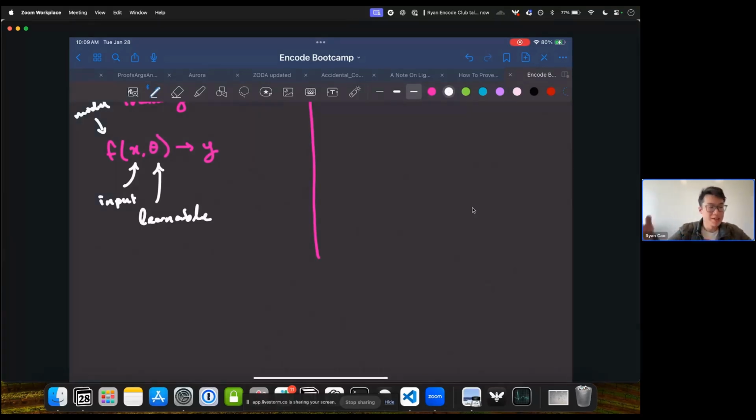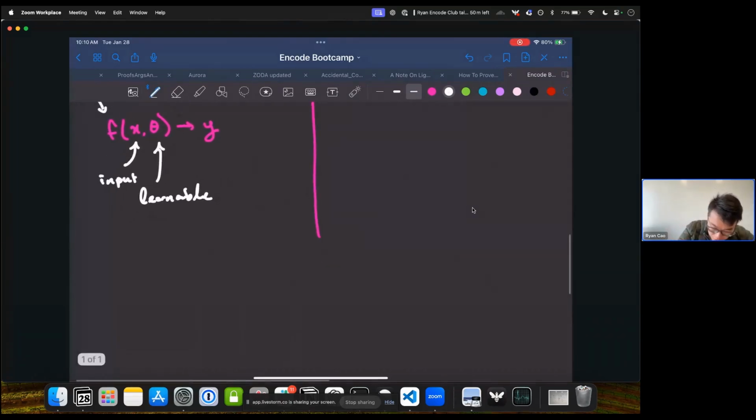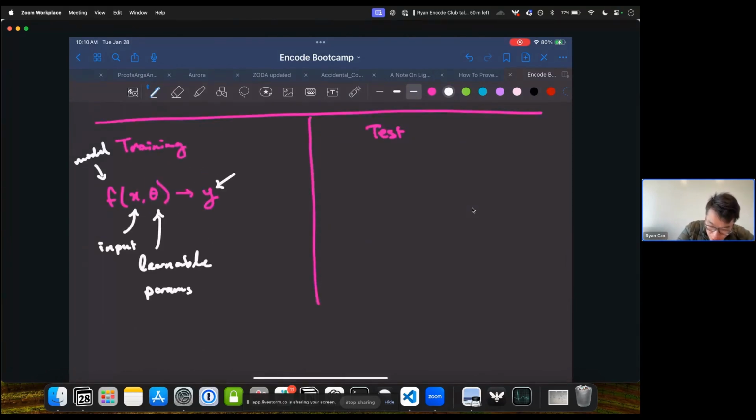Yes, feeding data to learn, test is checking exactly how well it learned, or actually deploying the model in production, because that is ultimately what you want to do, right? So theta are the learnable parameters. And then finally, y is going to be the model output.